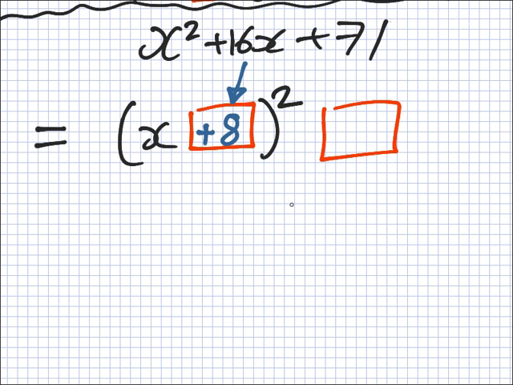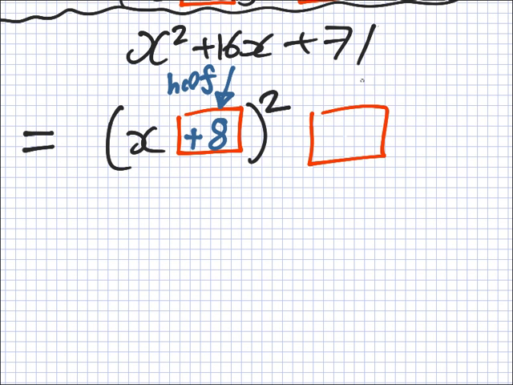Why 8? Because it's half of 16. Now the 71, what you do? It's 71 minus 8 squared. 8 squared is 64. You did minus 8, didn't you? You forgot the square. So that is 7. Yeah. That's all right.